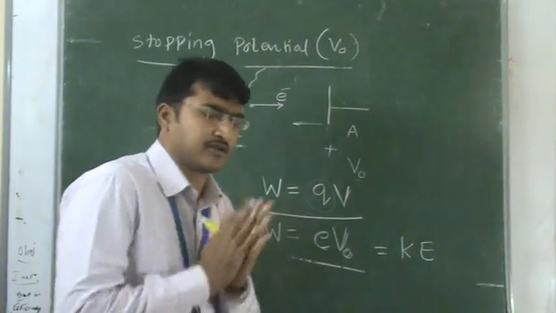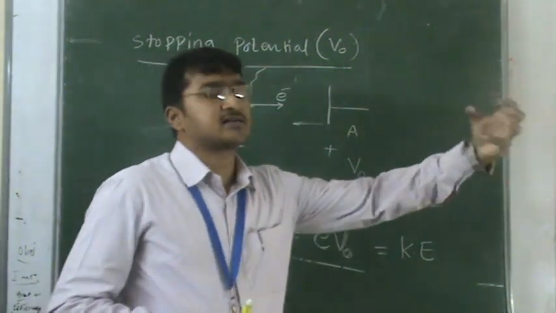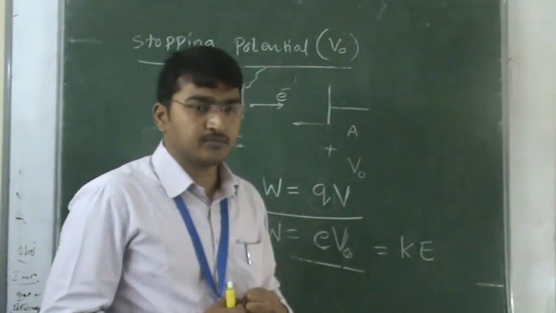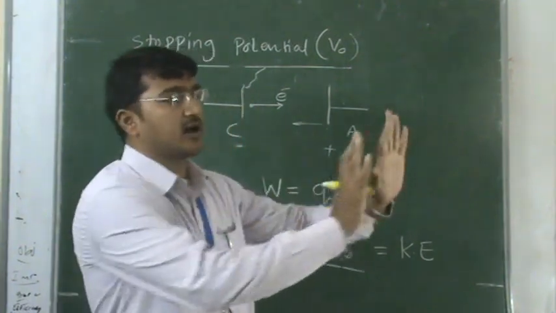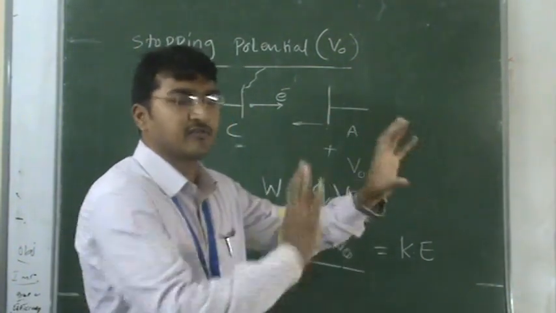So let us assume just an example. Electrons are ejecting from the cathode plate with some amount of energy. Let us assume just 100 joules. It's not joules, I am just giving an example.